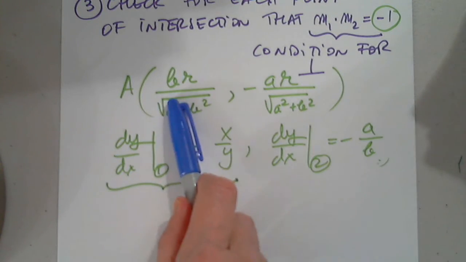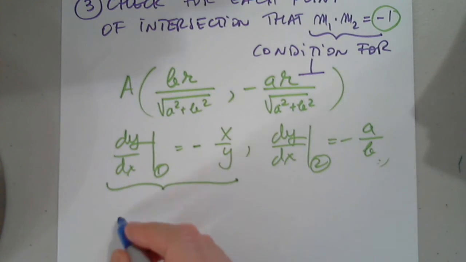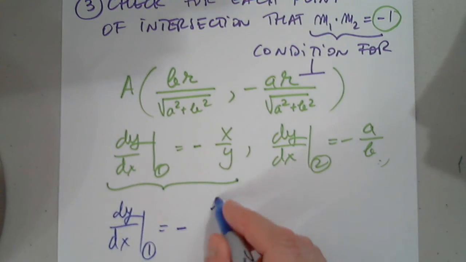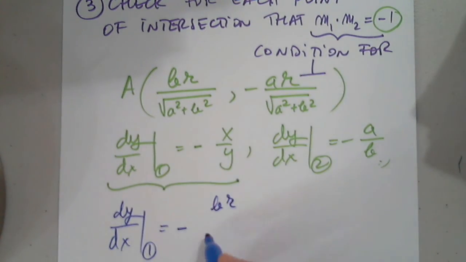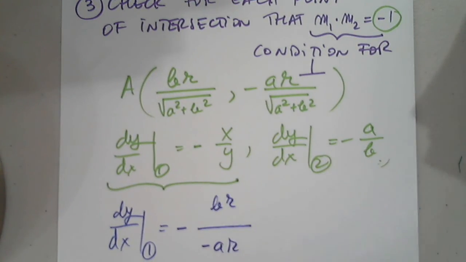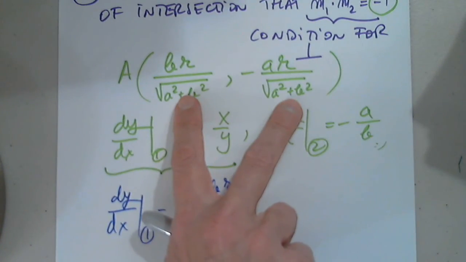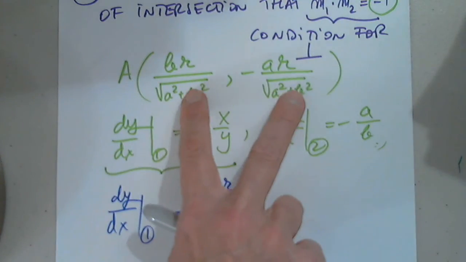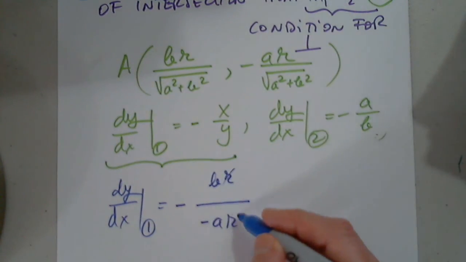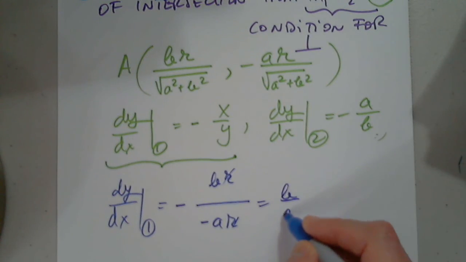So -x over y. So I want to determine the first one. That's the only one I need. The other one is a constant for any point. So I have negative. This at the top, BR, and I'm not going to even write the square root because they will go away because they are the same. When I put this over this, the denominators by flipping will go away. Then I simplify and I get B over A.